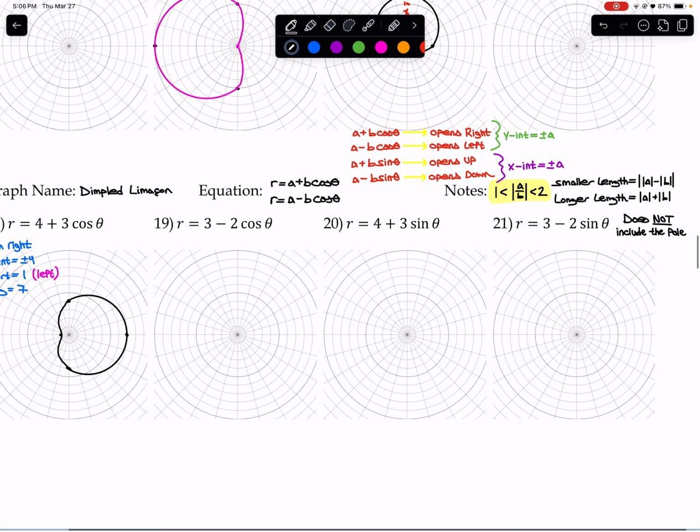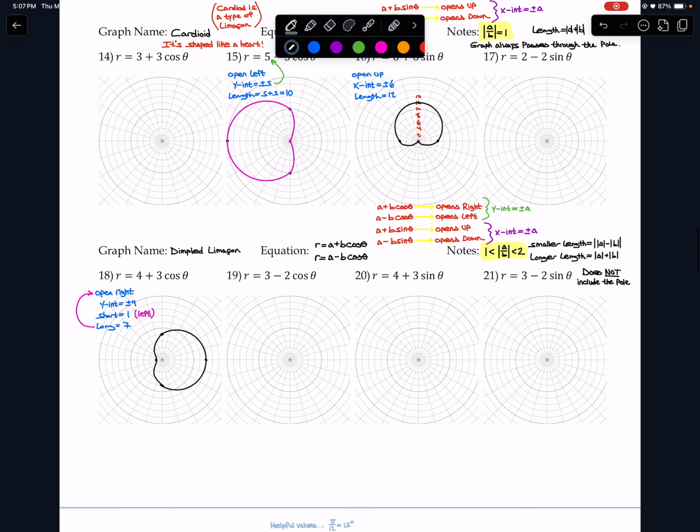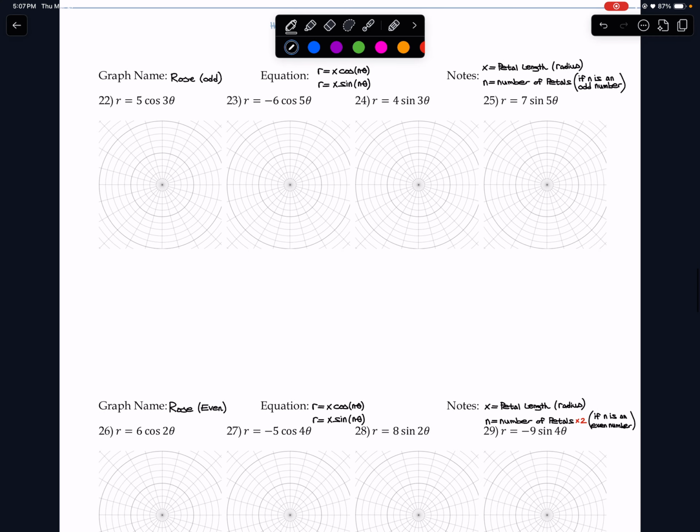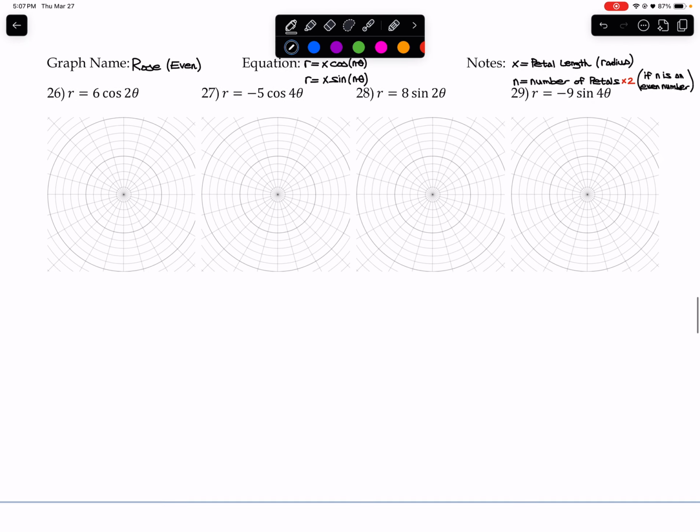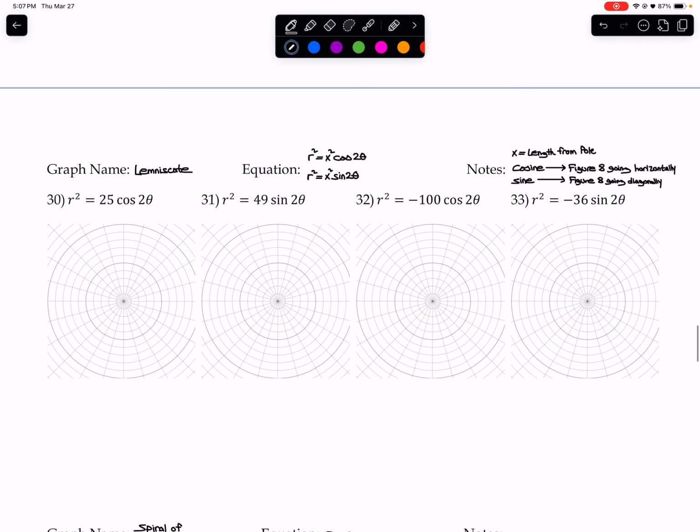All right, and then let's jump over and do the next section. Just kidding. Let's just do the next section. Okay, so I'm actually going to save the roses for last because these are the ones that just make me want to start sobbing. So we're going to go ahead and move on to the lemniscate and the spiral of Archimedes, and then we'll come back.